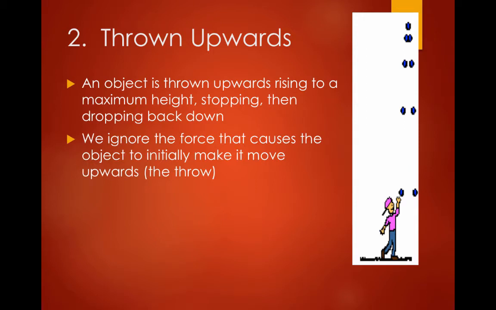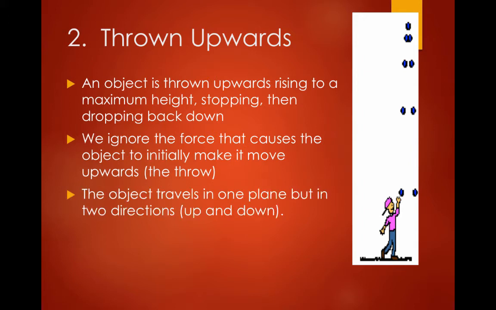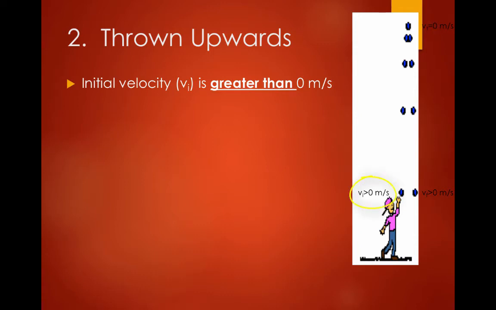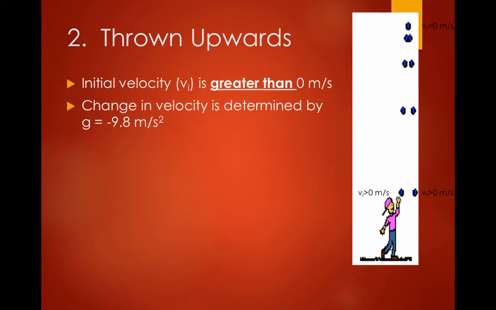As with all Kinematics 11, we will ignore the initial force that makes the object shoot upwards, like the thrower or the cannon blast. In this scenario, the object travels in one plane, the y-plane, and travels in two directions, up and down. Since the object is initially moving upwards, it must have an initial velocity that is greater than 0. It's traveling upwards, so positive. As the object travels upwards, it will slow down at a rate of negative 9.8 meters per second squared.